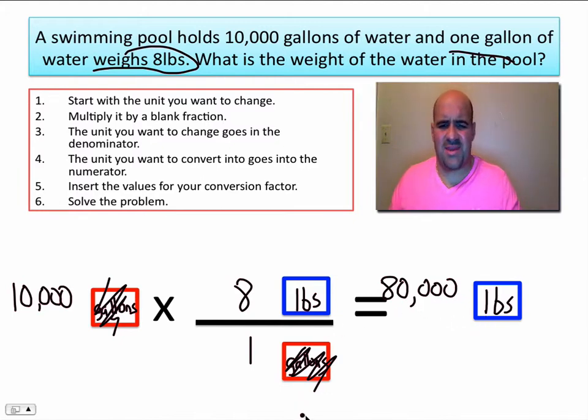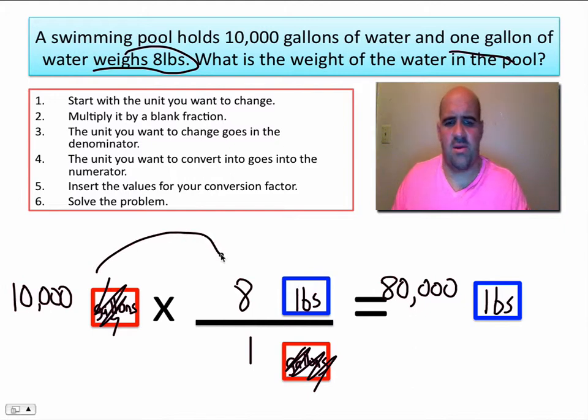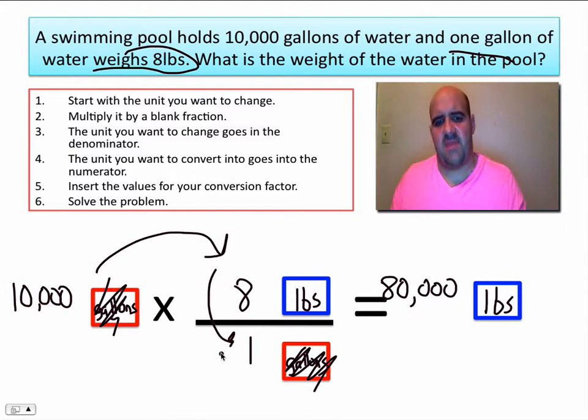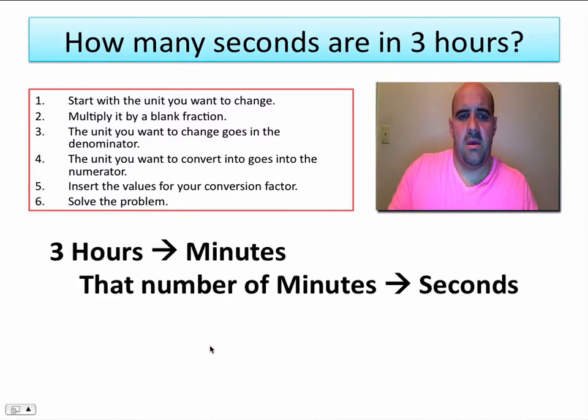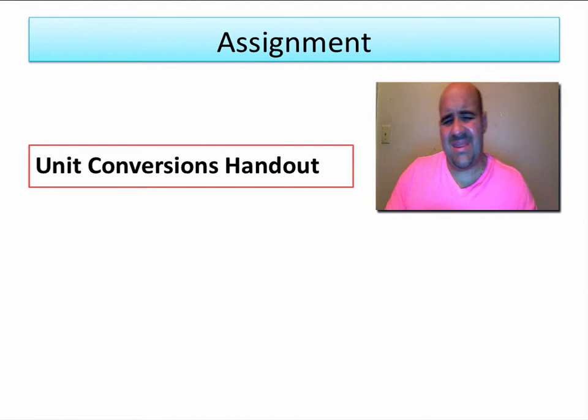So we see that units are canceling in division. We're multiplying across, dividing by the denominator. In this case, it's 1, so it doesn't change the value. And that's how we convert units using a conversion factor.